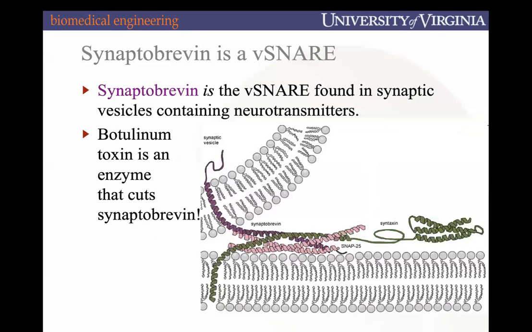So synaptobrevin, that protein we talked about a moment ago that's on the surface of vesicles, is a V snare. Again, V snare for vesicles. T snare, it means target, but that's the cell membrane snare, a membrane protein. Synaptobrevin is a V snare on the synaptic vesicles, specifically those containing neurotransmitters.